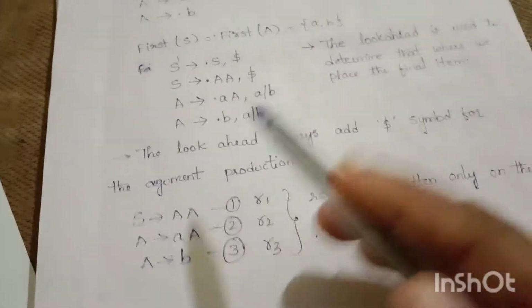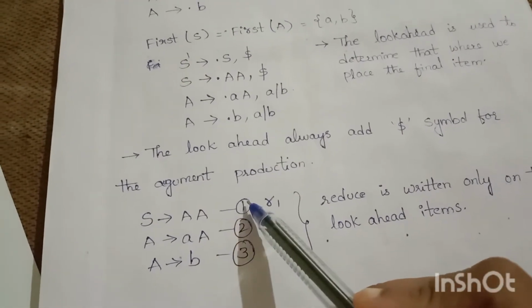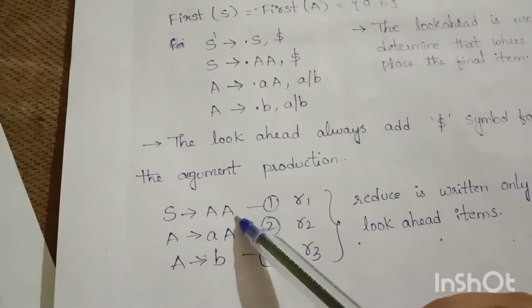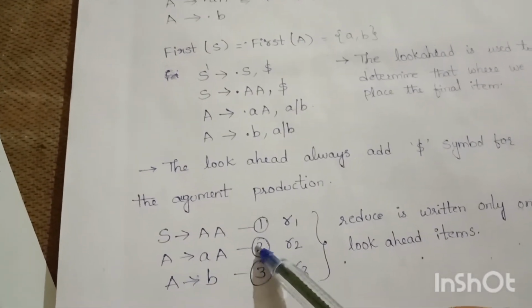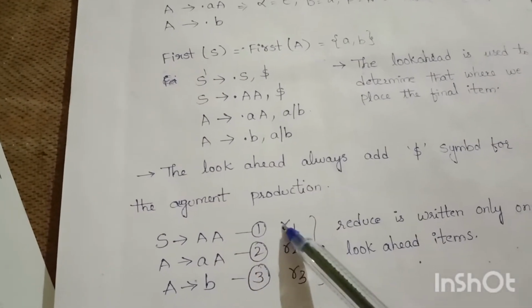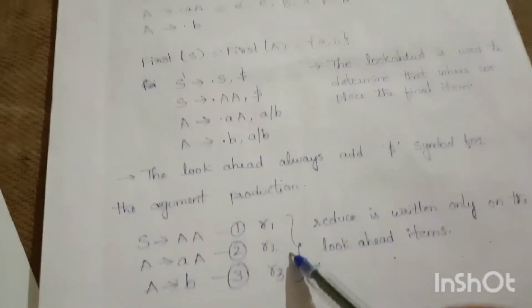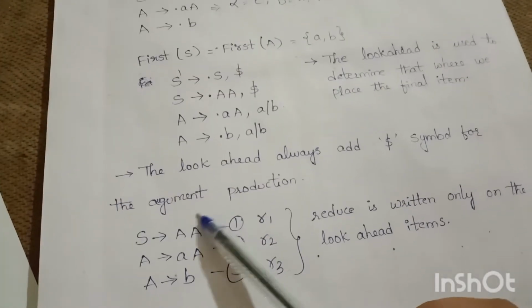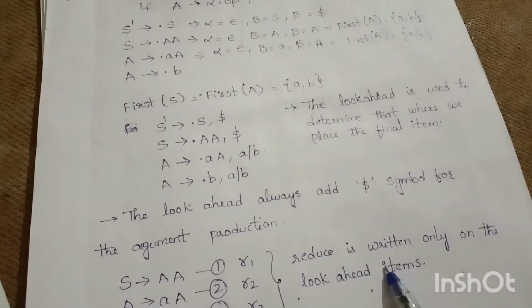We use reduce there. So for that, for the given grammar, place the numbers accordingly. The given grammar is S tends to AA, and A tends to aA, and A tends to b. So for S tends to AA, we are assigning the number 1, and A tends to aA, we are assigning the number 2, and A tends to b, we are assigning the number 3. So for this 1, I am writing reduce 1, for this 2, reduce 2, and for 3, reduce 3. In whichever state we are looking at this grammar, there you need to place the reduce. So reduce is written only on the look ahead items.